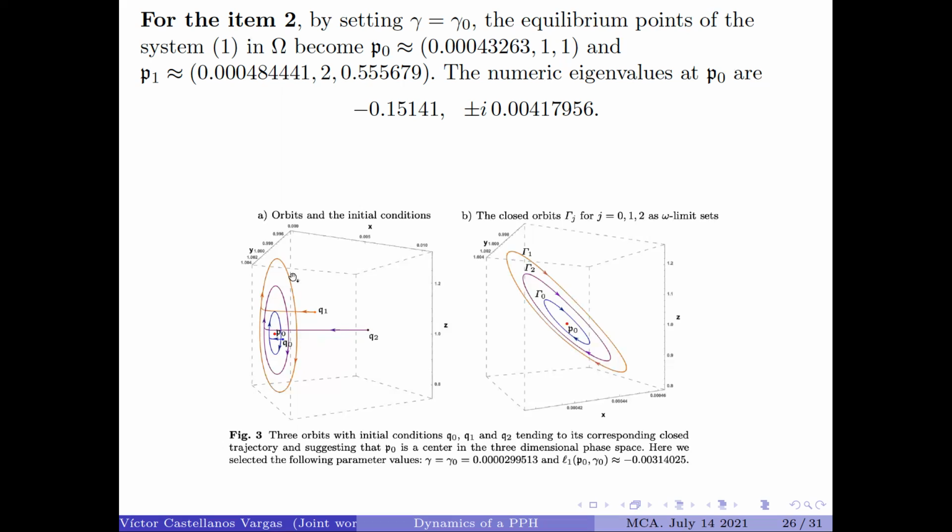trajectory goes to a closed orbit in the center manifold. Then here, 3 orbits with initial conditions at Q0, Q1, and Q2 tend to their corresponding closed trajectories, suggesting that P0 is a center in the 3-dimensional phase space. Evidently, it is necessary to prove this, because here we only have a numerical simulation.